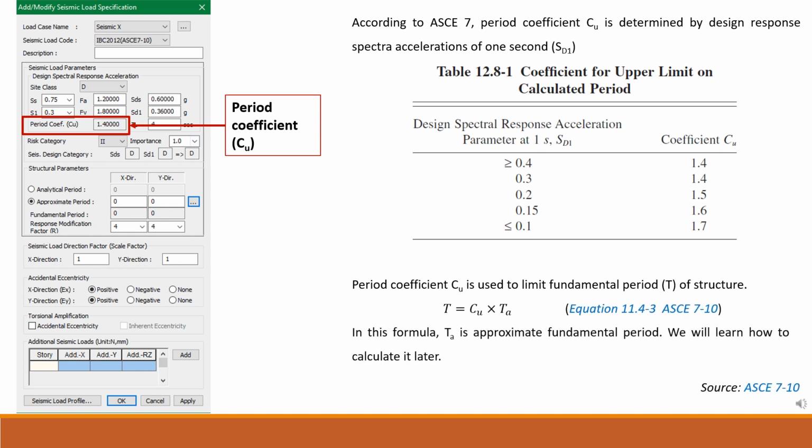In this formula, Ta is approximate fundamental period. We will learn how to calculate it later.